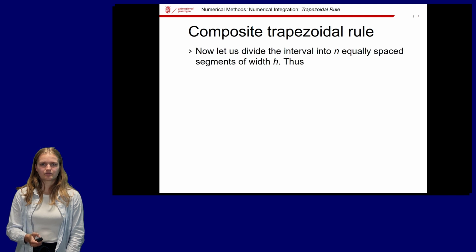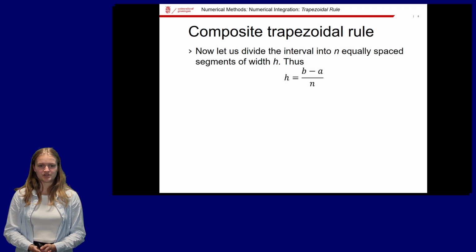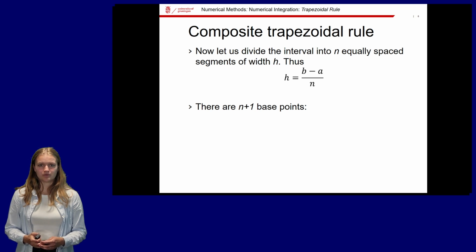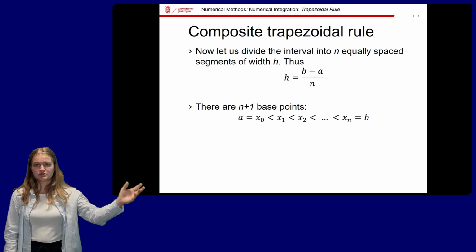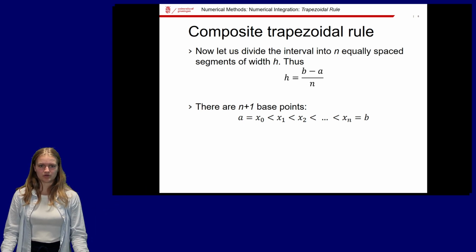So we can say that we divide the interval into n equally spaced segments with a width of h. Therefore the expression of h is going to be b minus a, so the end and start point of the interval, divided by n. And if we do this, we will have n plus 1 base points that are given in this way. So we'll have the start point a, which we can also call x naught. Then we'll have x1 up until xn, and the endpoint xn we also call b.